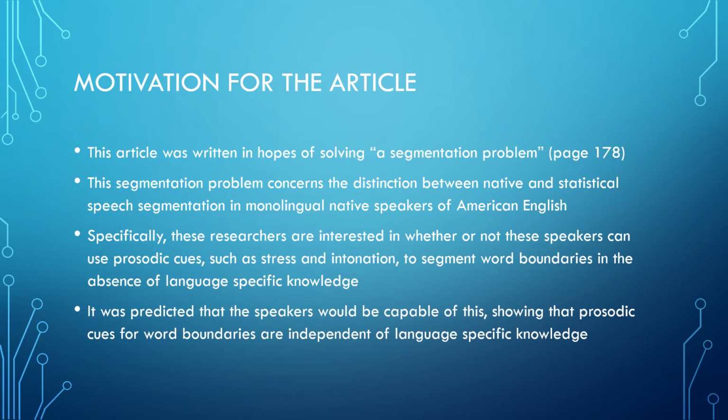This article was written in hopes of solving a segmentation problem, which concerns the distinction between native and statistical speech segmentation in monolingual American English speakers. Specifically, Endress and Hauser are interested in whether or not these speakers can use prosodic cues, such as word stress and intonation, to segment word boundaries in the absence of language-specific knowledge of distributional or statistical cues, such as transitional probabilities, to name one. Furthermore, they predicted that these speakers would be capable of this, showing that prosodic cues for word boundaries are independent of, and do not require, specific knowledge about a language.